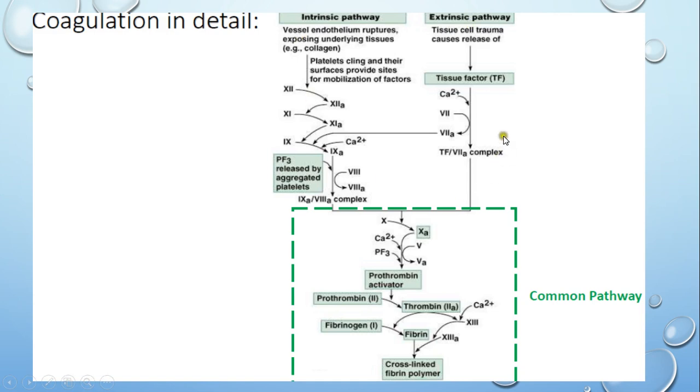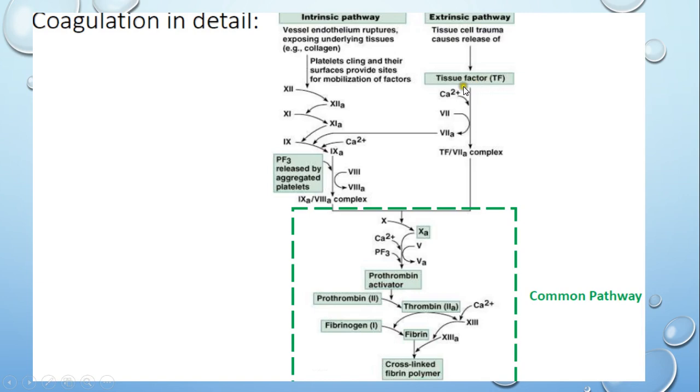You can see here the overall mechanism of clotting and the production of prothrombin activator. The intrinsic pathway is activated by the exposed collagen or the platelet phospholipids. It causes the activation of factor 12, factor 11, factor 9. Factor 9 then causes the activation of factor 8, which results in the activation of factor 10A, which then follows the common pathway between the intrinsic and extrinsic mechanisms.